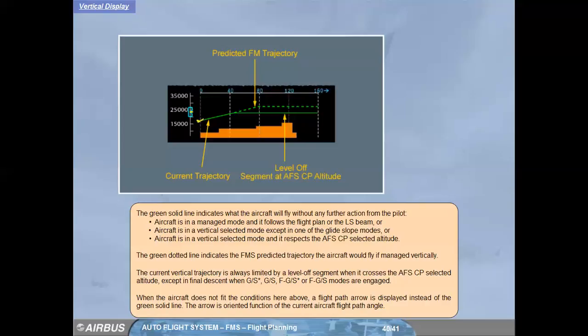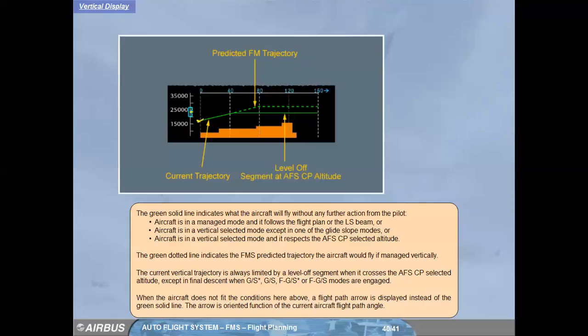The green dotted line indicates the FMS predicted trajectory the aircraft would fly if managed vertically. The current vertical trajectory is always limited by a level-off segment when it crosses the auto flight system control panel selected altitude, except in final descent when GS*, GS, FGS star or FGS modes are engaged.